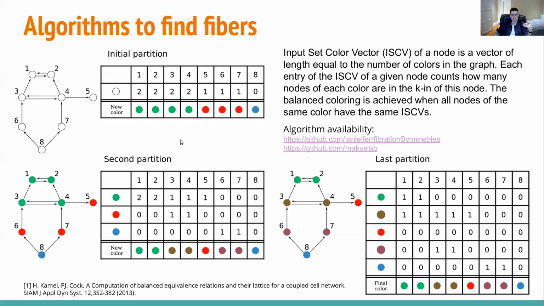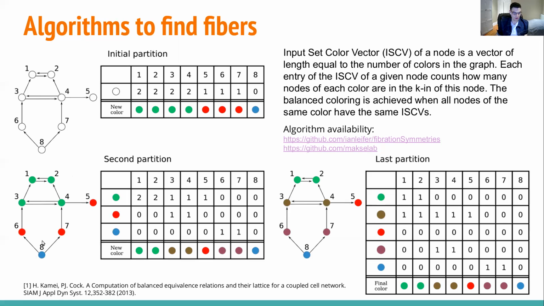So the balanced coloring is such a coloring where nodes of the same color have the same input set color vectors, and nodes of different color have different input set color vectors. In this case, we see that there are different input set color vectors that correspond to the same color. So this is not good. So we do the refinement based on this. Refinement here is to say, okay, all these nodes with input set color vector 2 get a new color, green, 1 is red, and 0 is blue. And we create a new coloring: green, red, blue.